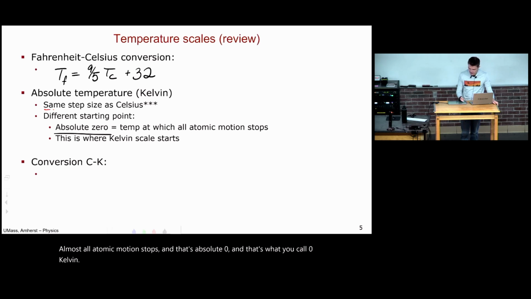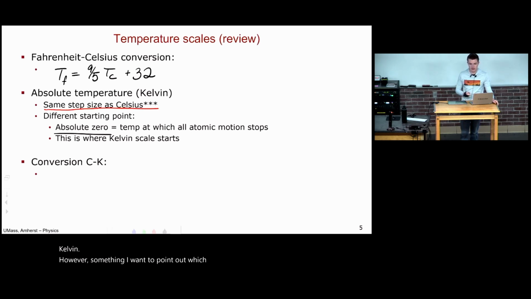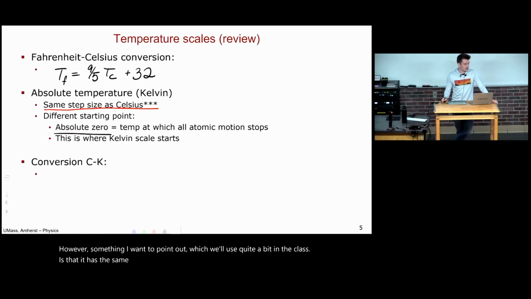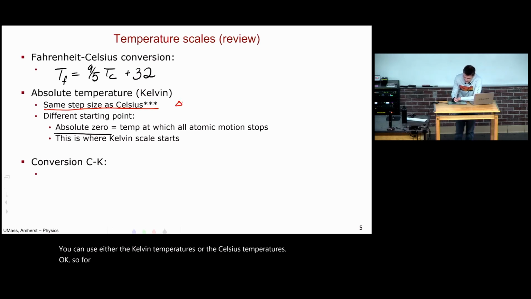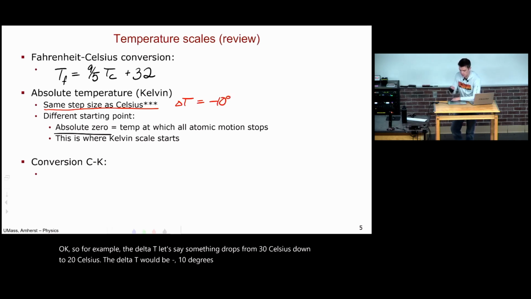However, something I want to point out, which we'll use quite a bit in the class, is that it has the same step size as degrees Celsius. So if you're asked to compute a temperature change, you can use either the Kelvin temperatures or the Celsius temperatures. For example, for delta T, let's say something drops from 30 Celsius down to 20 Celsius. The delta T would be negative 10 degrees Celsius or Kelvin.